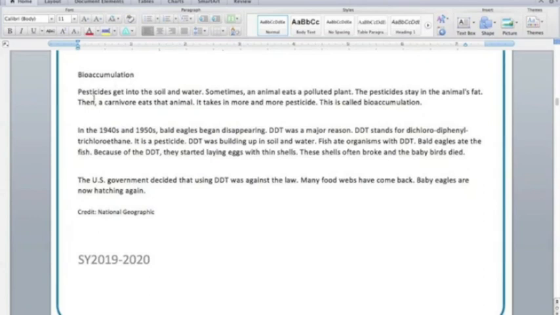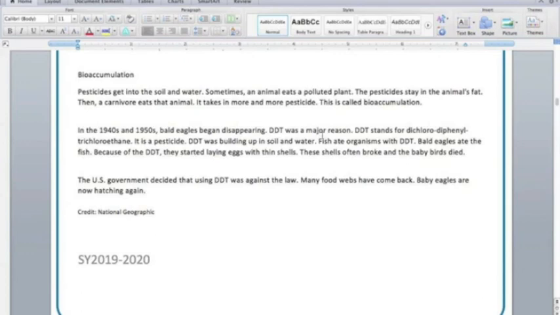Bioaccumulation. Pesticides get into the soil and water. Sometimes an animal eats a polluted plant. The pesticides stay in the animal's fat. Then a carnivore eats that animal. It takes in more and more pesticide. This is called bioaccumulation. In the 1940s and 50s, bald eagles began disappearing.